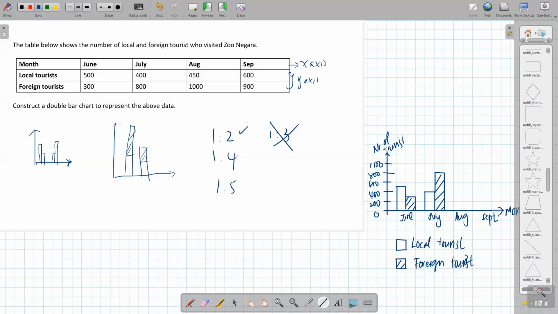Okay, so next, in August, local tourists 450. So 450 is just a little bit above here. And then for foreign tourists, we have 1,000.